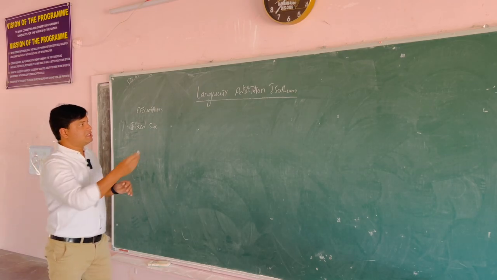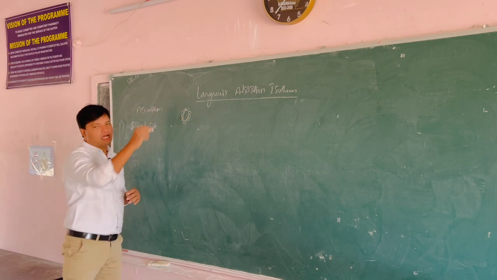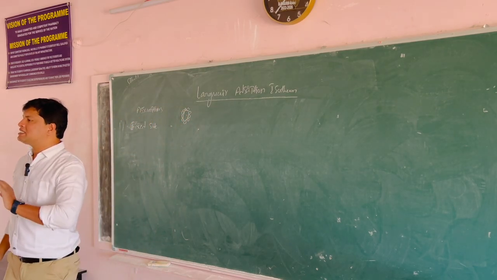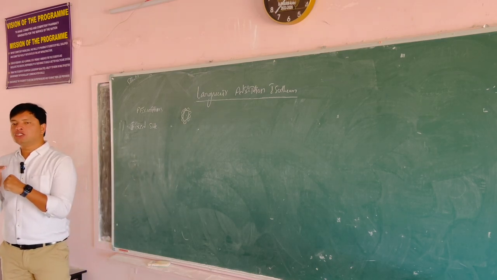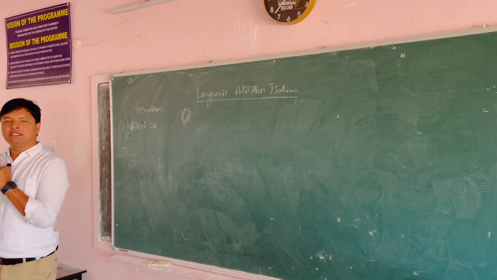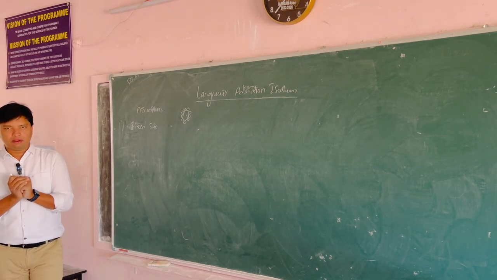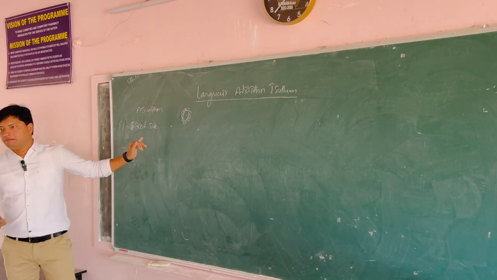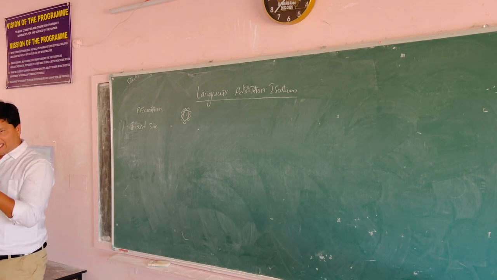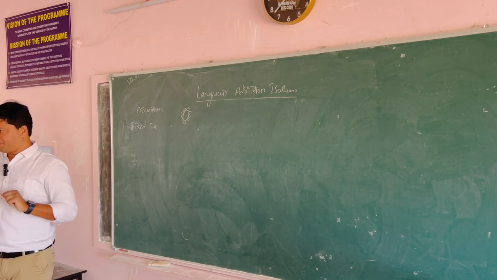What I mean to say is, listen: 1, 2, 3, 4, 5, 6, 7, 8, 9, 10. So this adsorbent has 10 sites of adsorption. That's all. Every adsorbent has a fixed number of sites for adsorption. That is one assumption.